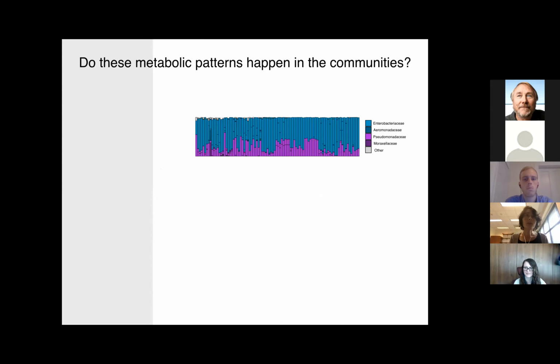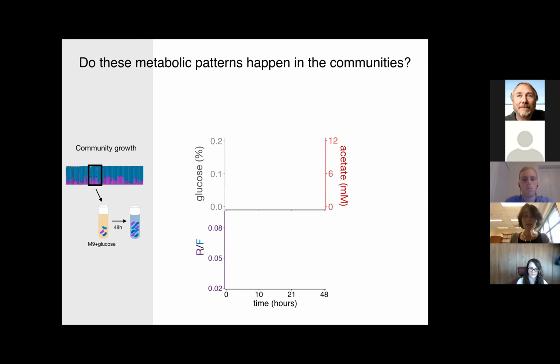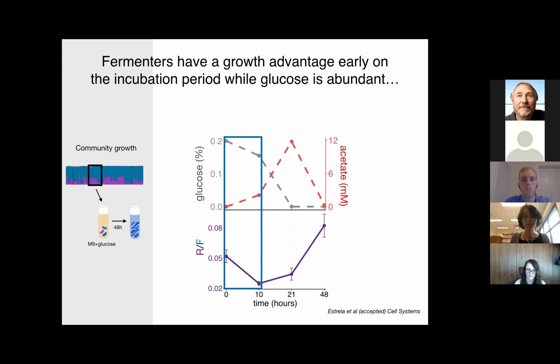So we know that what microbes do when they are alone, as single species, is not necessarily what they do when they are together with other species. So the next question was, do these metabolic rules apply in the context of the communities? To test this, we grew the communities in glucose and then tracked the ratio between respirators and fermenters, as well as the concentrations of glucose and acetate at different time points during a 48-hour growth cycle. What I'm showing here is the result of one representative community.